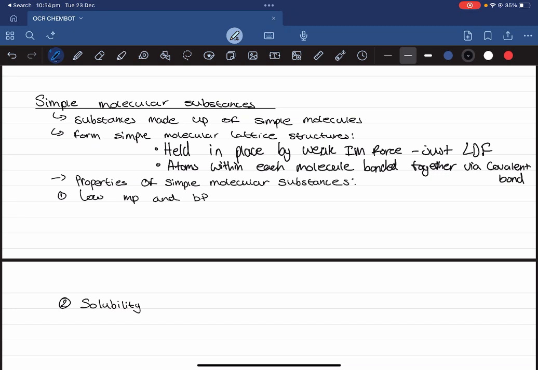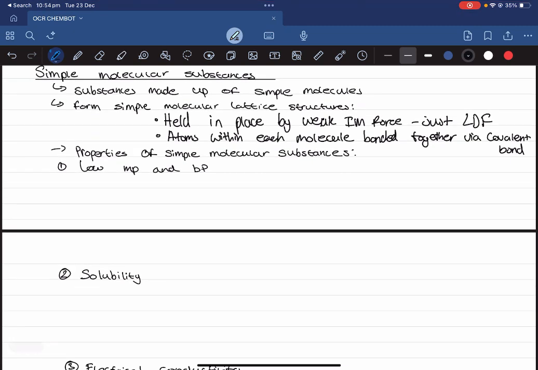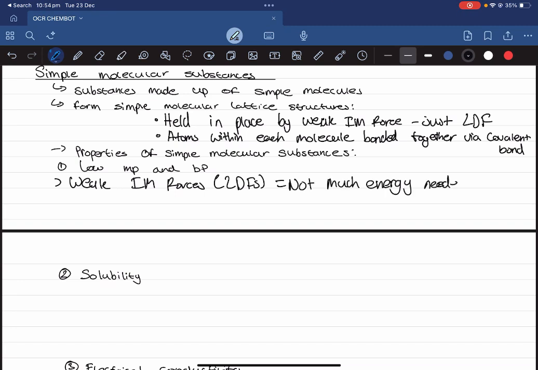Now, simple molecular substances have low melting points and low boiling points, and this is due to their weak intermolecular forces, the LDFs. So therefore, not much energy is needed to overcome these forces.